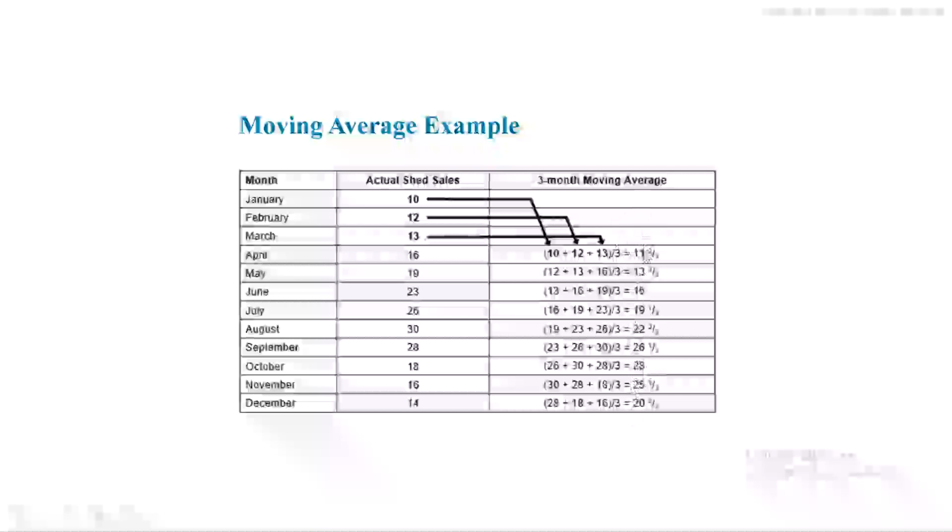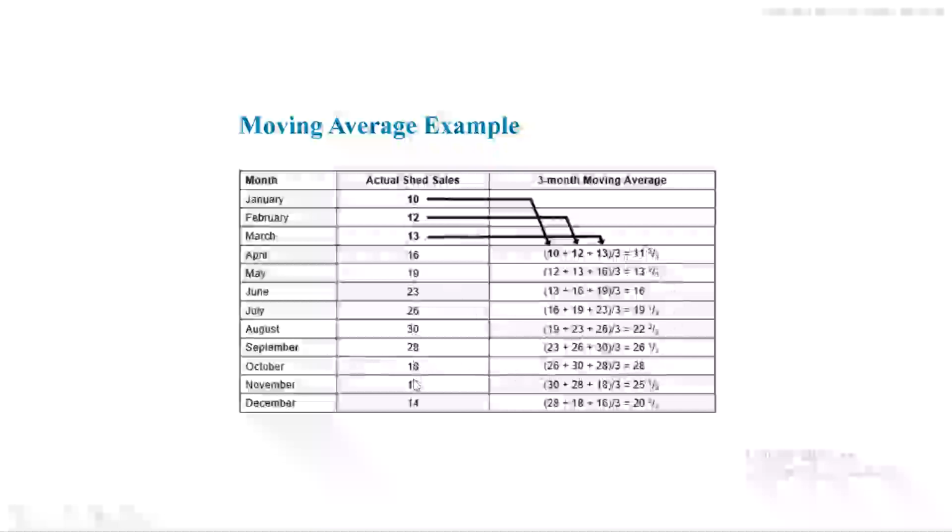It's a weighted one somehow. 11, 13, 16, 19, 22, 26, and 28, 25 and 20. So these are, you can say, the moving averages. This is a forecasting technique. So in April 2025, maybe your model has predicted that you're going to sell approximately 12 units, and the highest you might sell is in October.